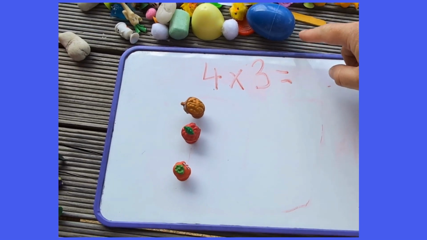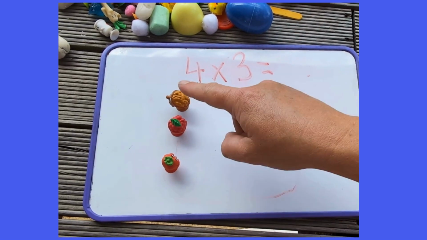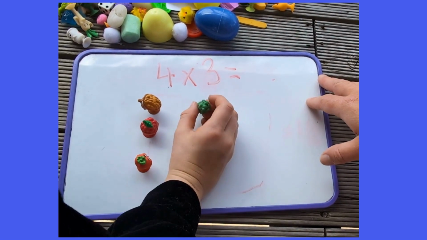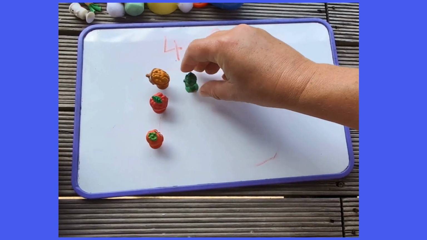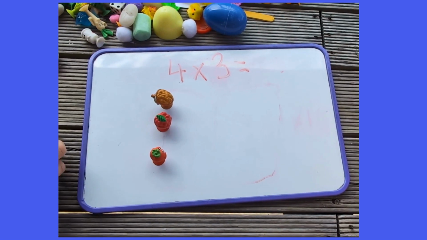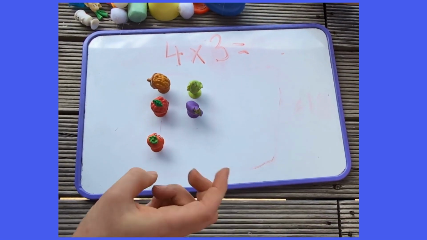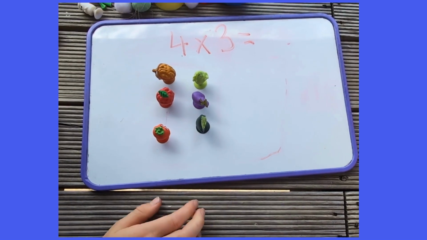Okay. So now I want 4 groups of 3. I've got one group of 3. Can you make them for me? Yep, I'll make them into an array. That one's chewed up. Can't stick. All right, I'll give you one then. How many groups of 3 do you have now?